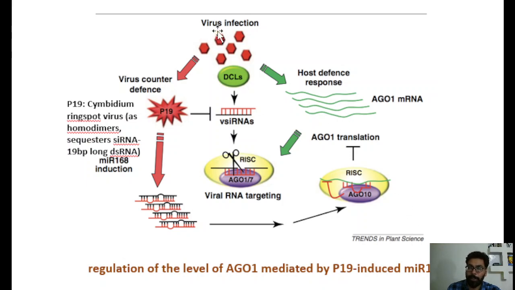So simple thing, if virus infection is happening, the DCL will generate the virus-induced siRNAs. These siRNAs will get recognized by the RISC complex taken by AGO1 and 7, and it will lead to the viral RNA targeting. But different viral RNA silencing suppressors can inhibit this process. So this is the basic example of how virus-induced gene silencing happens in plants.